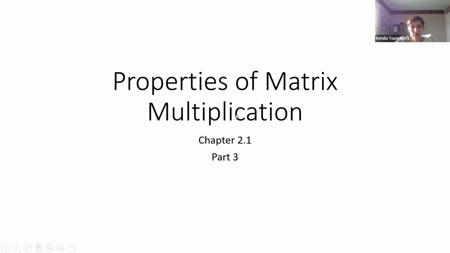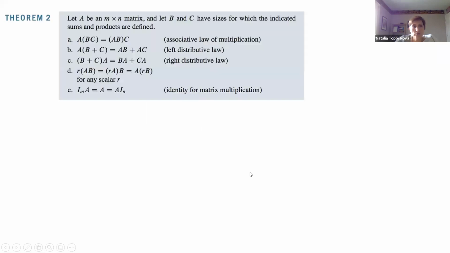Hello, this is the third part of chapter 2.1, and today we will talk about the properties of matrix multiplication. You might notice that matrix multiplication is quite different from the other mathematical operations you have studied so far. It has some properties similar to operations on normal numbers, but some are dramatically different. So we have to be very, very careful operating with matrices. There are about 5 basic laws which help us work with matrix manipulations.